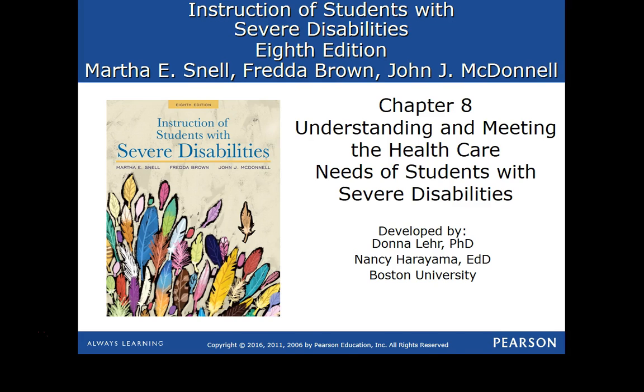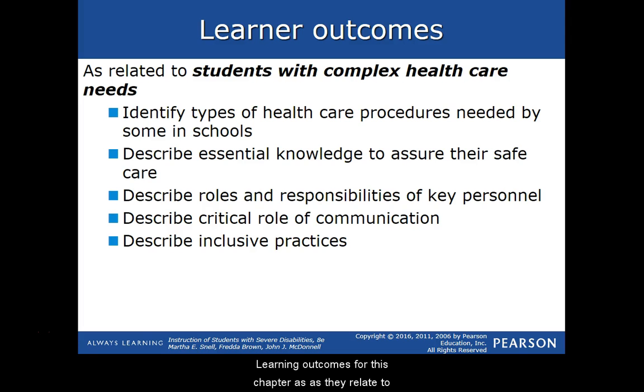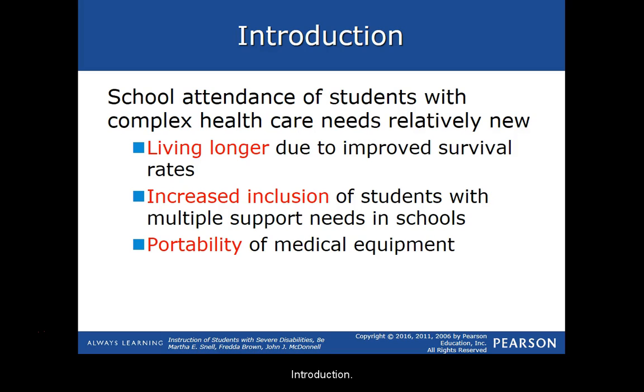Okay, so learner outcomes for this chapter as it relates to students with complex or special healthcare needs is identify the types of healthcare procedures needed by some in the schools. Describe essential knowledge to assure safe care. Describe the roles and responsibilities of key personnel. Describe critical role of communication, especially in the coordination of care. And describe inclusive practices.